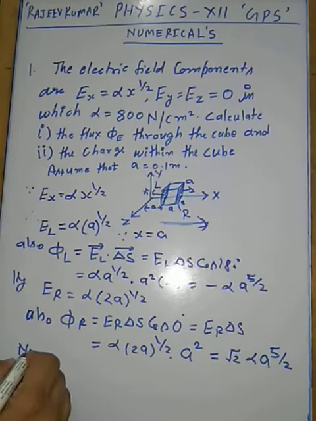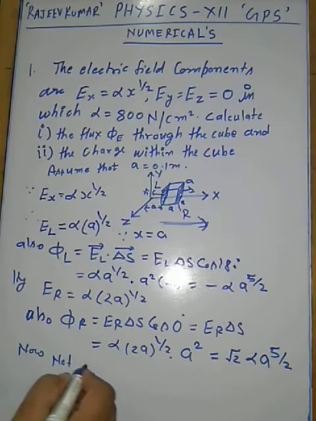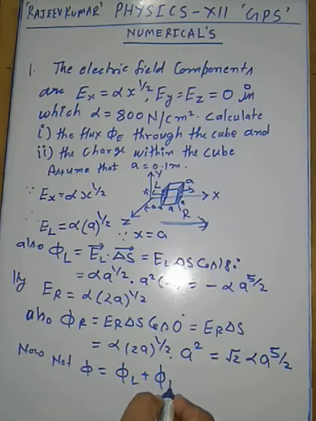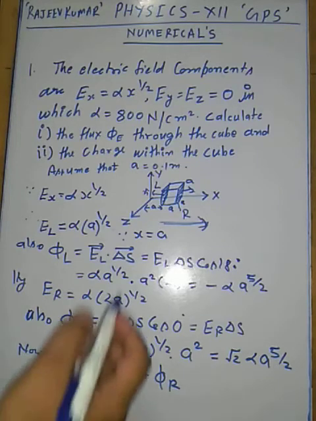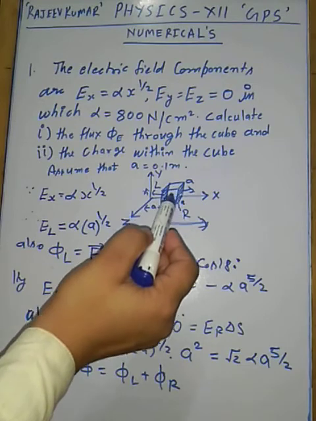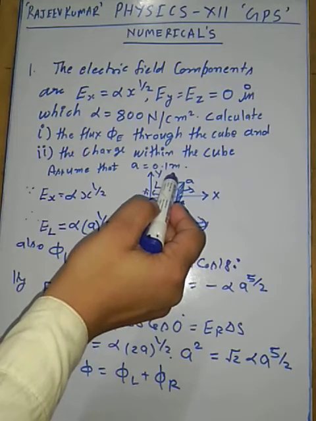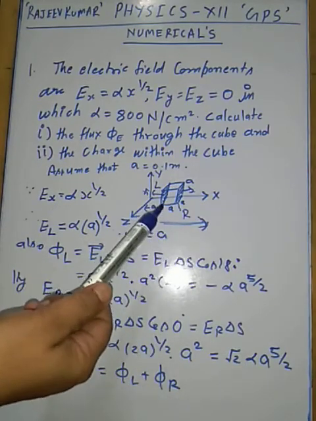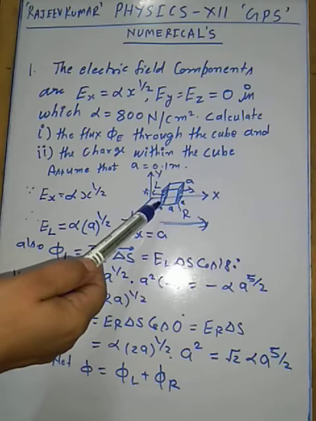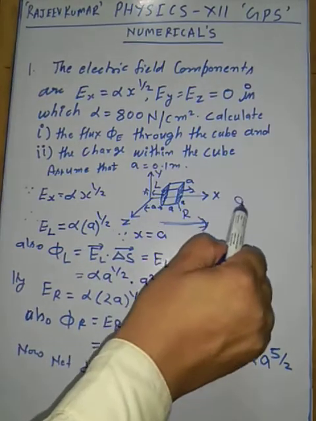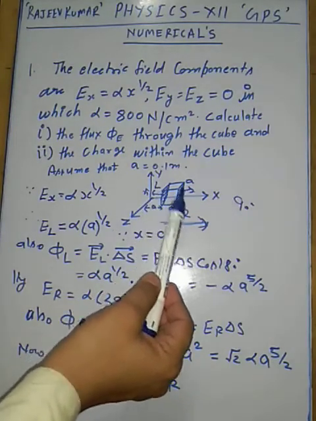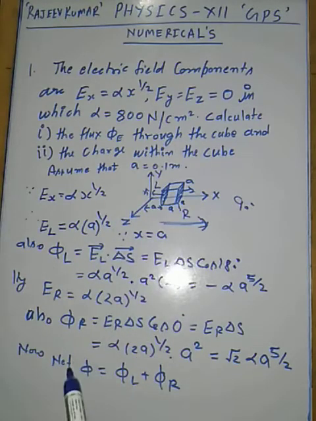Now we are going to calculate the net flux, which is equal to the flux due to the left face plus the flux due to the right face, because the flux through the remaining faces becomes 0. For the other faces the angle between the normal on the area and the electric field is 90 degrees. That is why cos 90 will be 0. So only for these two faces can we find the flux, and we have calculated it. Now we are going to add them.